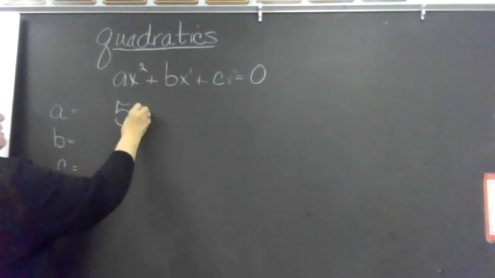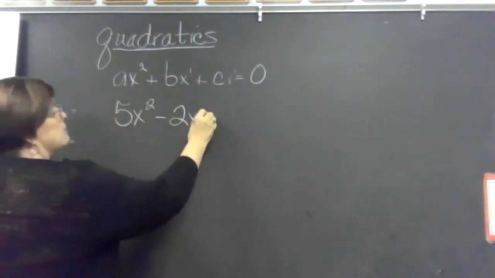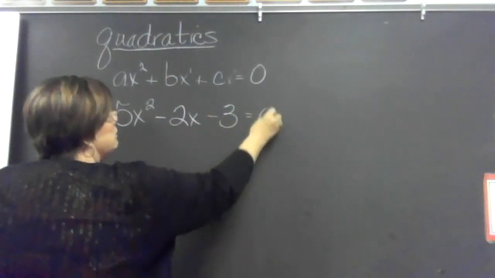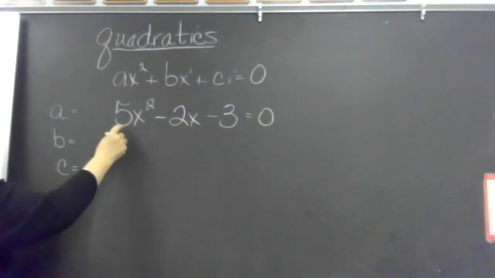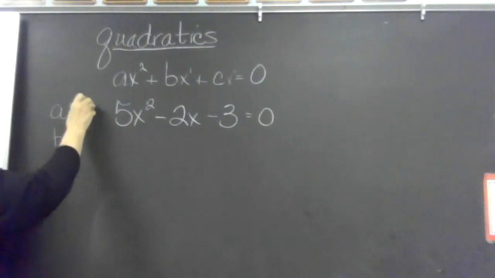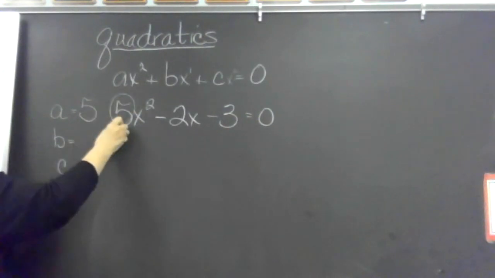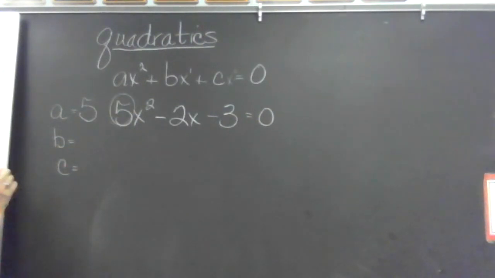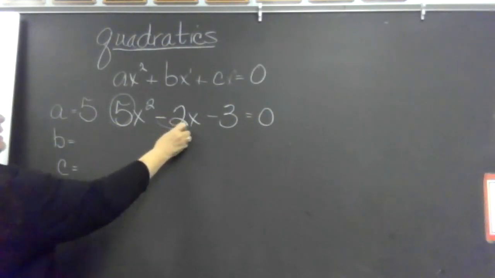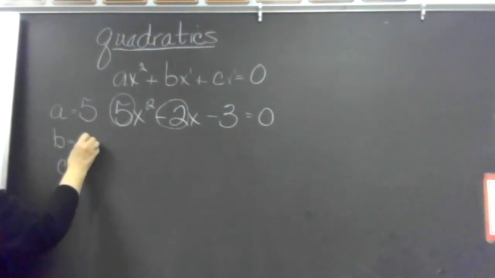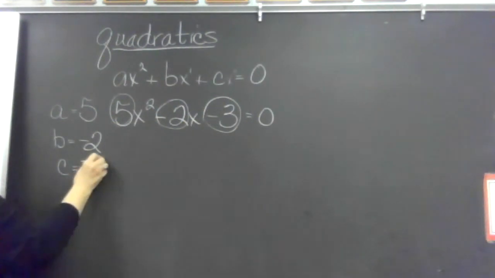If we have 5x squared minus 2x minus 3 equals 0, then the coefficient in front of the x squared is our A, see? And so A is a positive 5, not a 5x squared. It's only the 5. Now the B you need to be very careful about because it is in front of the x. There's a 2 in front of the x. But the sign goes with it. So B is a negative 2 and C is a negative 3.